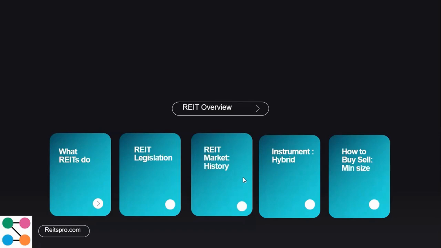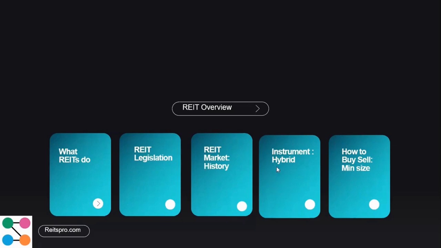Thirdly, what is the market history? In REITs, the first IPO happened of the Embassy REIT in 2019, and the market today consists of 4 publicly listed REITs, which are Embassy, Mindspace, and Brookfield, which are into office REITs mainly with different geographical markets, and the Nexus REIT, which is mainly into retail.